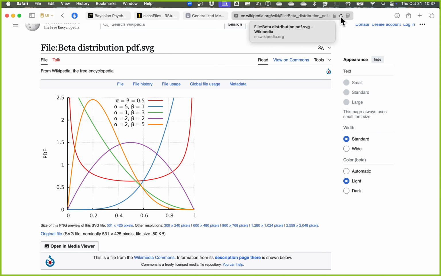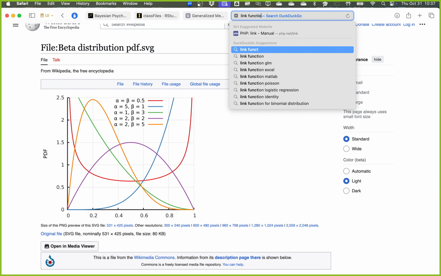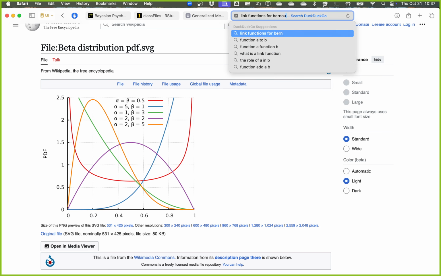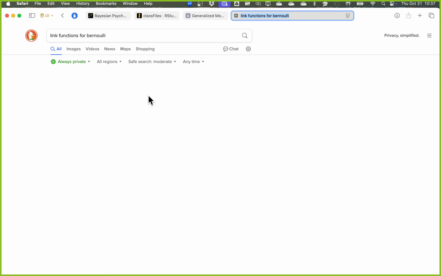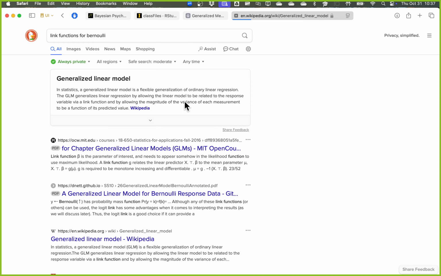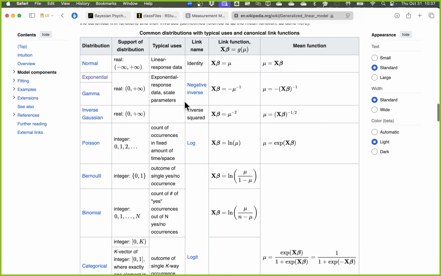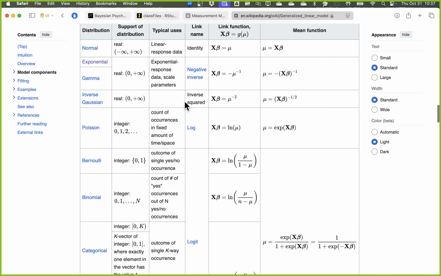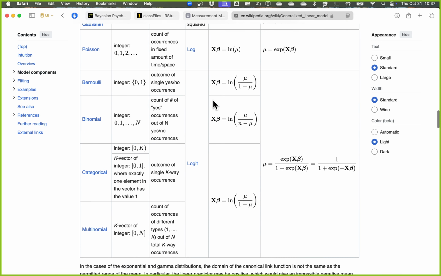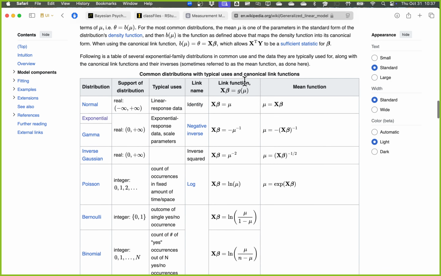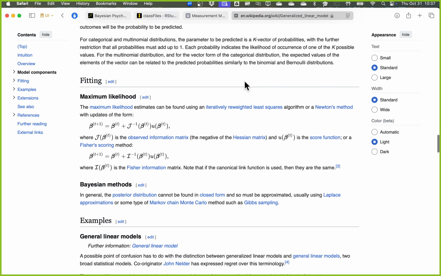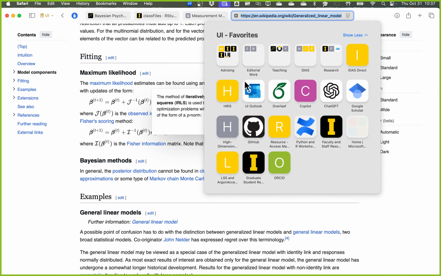Let me see if I can find a few of them real quick here. There we go. Bernoulli. Oh, it has a link function. Yeah, no, I guess I'm not going to find it here. Never mind, I'll leave it. But yeah, there's a ton. Just take my word for it.